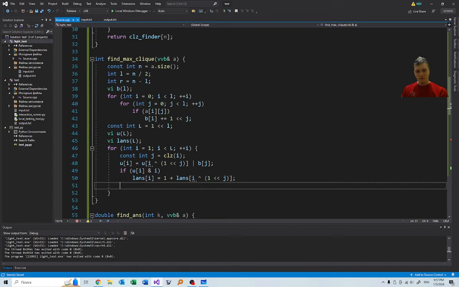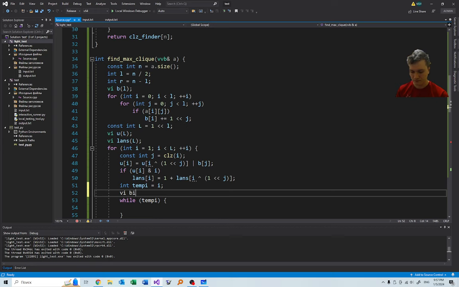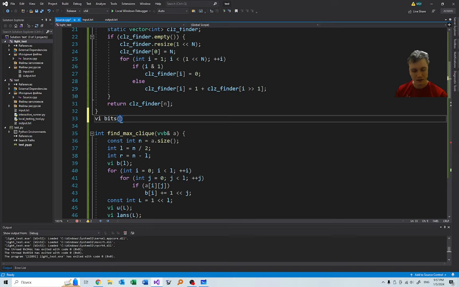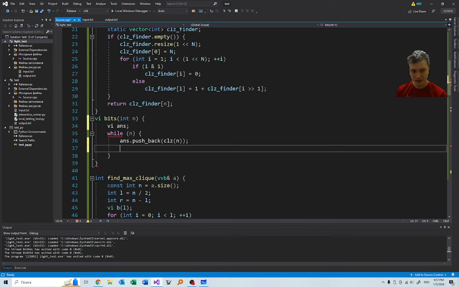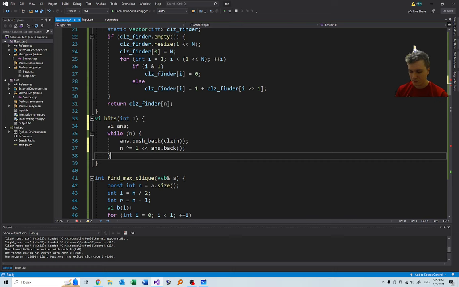Then I will have to iterate over all possible... Let's just make bits, which says while n, and dot push back clz of n and n xor equals 1 to n dot back and return ans.